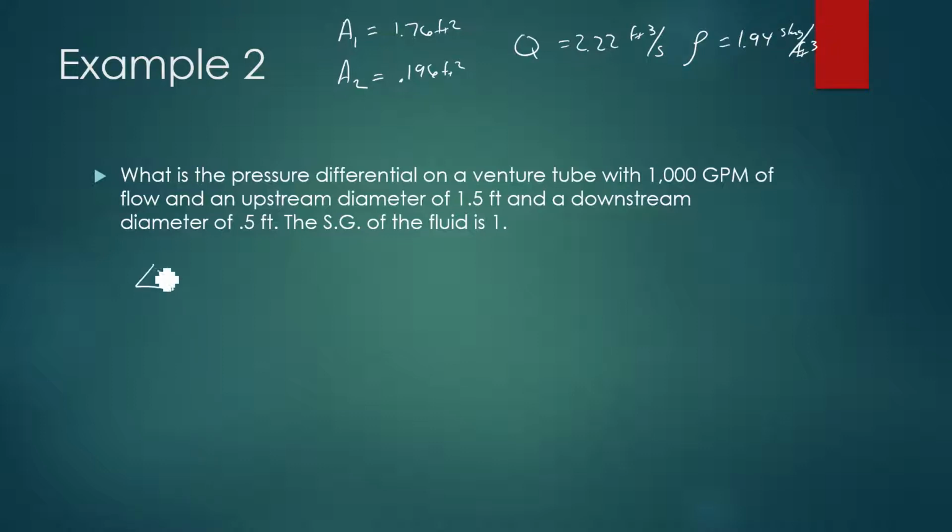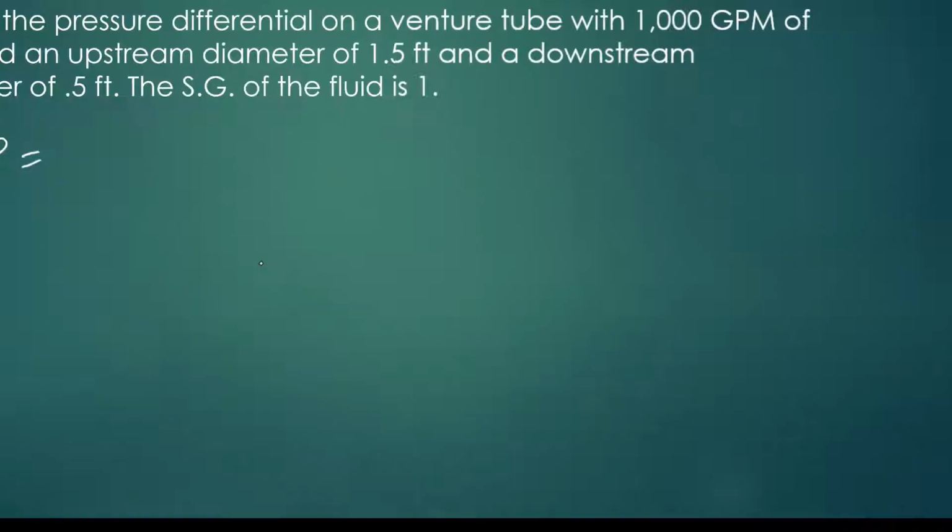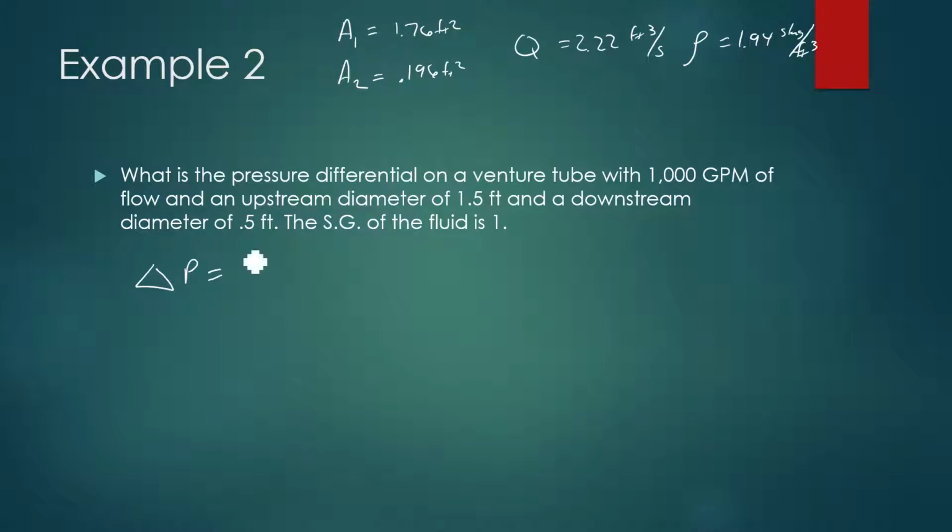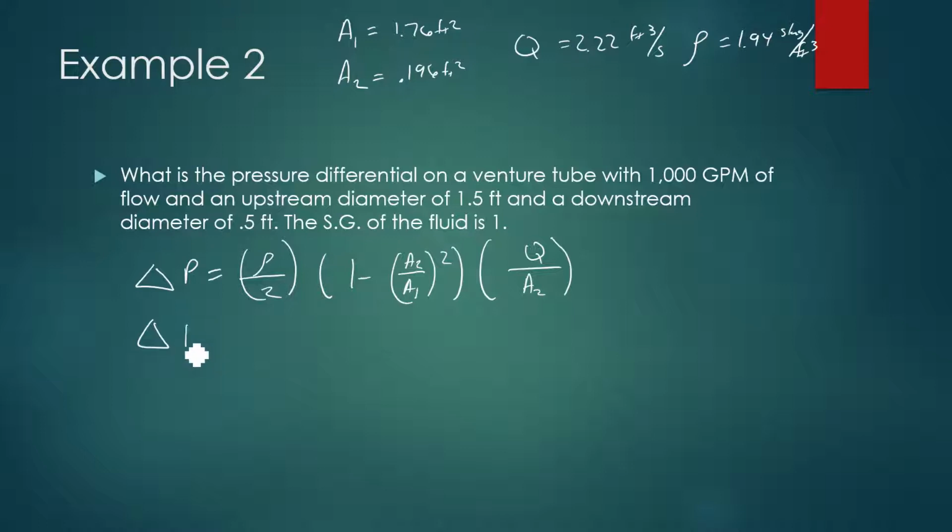This time, pressure differential is equal to our density, divided by 2, times 1 minus A2 over A1 squared. And then we've got Q divided by A2. So again, you're going to look at a very similar equation. All we've got to do is fill in the blanks.